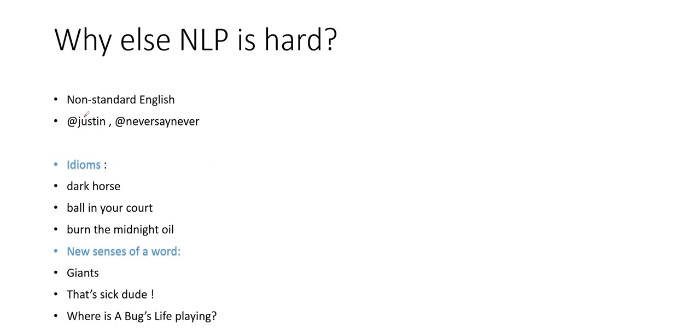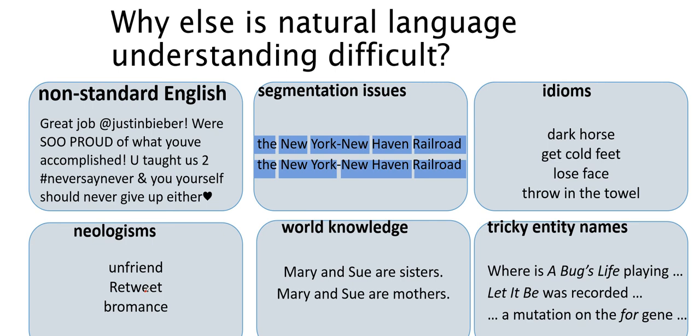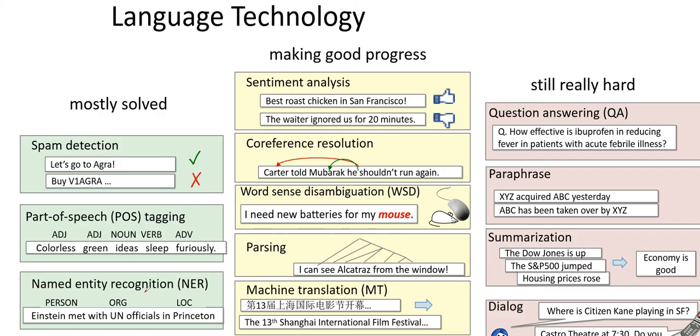There is non-standard English nowadays, and there are idioms. There is also the presence of new senses of a word. For example, "giants" can mean the multinational companies, MNCs; now they can be referred to as giants. "That's sick, dude" can mean that it's crazy in a good sense. Then "Where is a box life playing?" may suggest an album. So in this way, we can see why it makes natural language understanding very difficult.